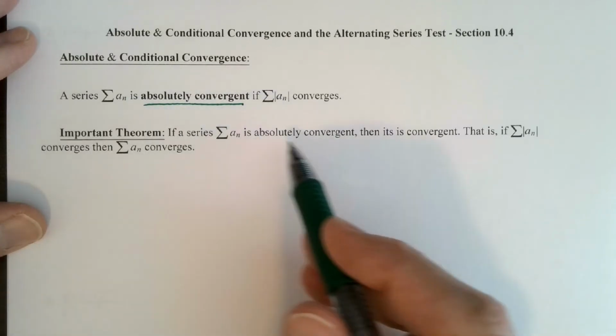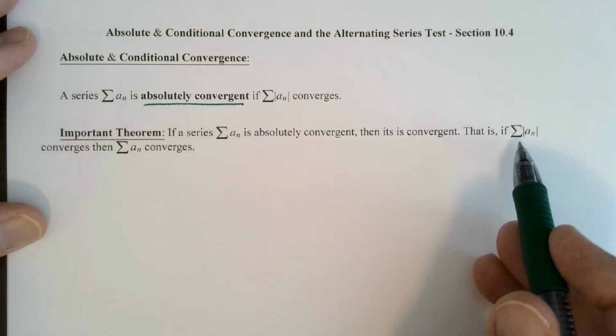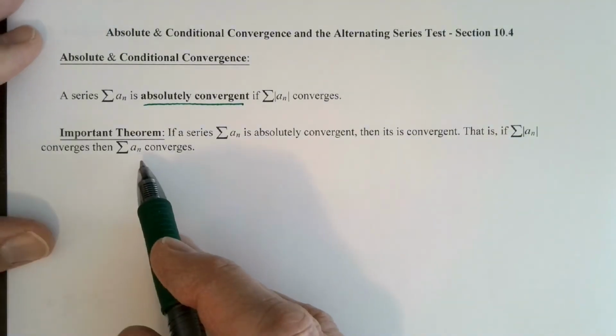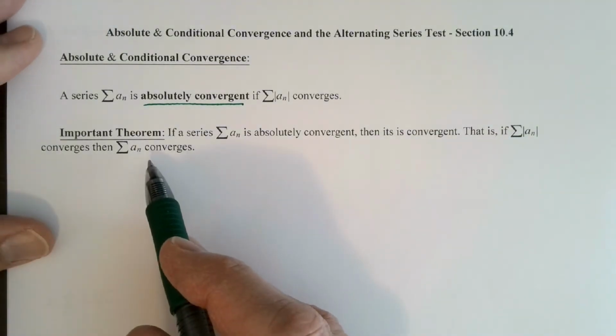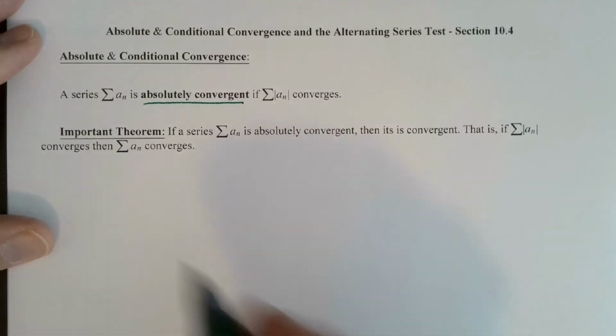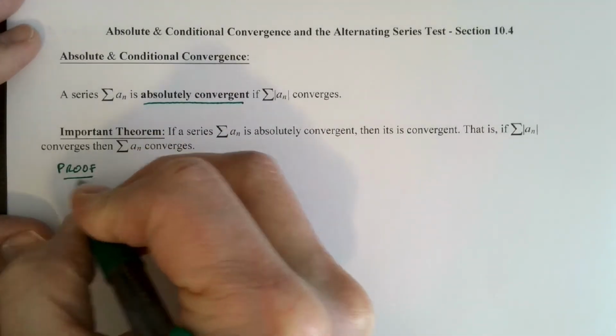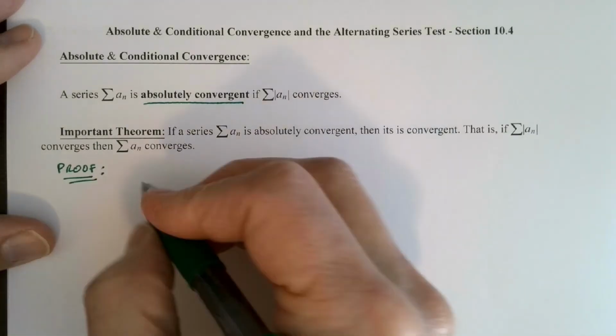So if the absolute value of the terms in the series converges, then the series itself converges. We're going to prove this real briefly, because this is really a powerful and pretty amazing thing.